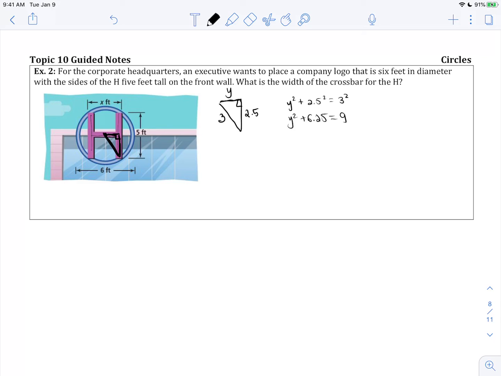Then subtract 6.25 from both sides, so we get y squared equals 2.75, and we need to square root both sides, right? And I get that y is about 1.66, right? Well, that's only half of that crossbar, so I'm going to do 2 times 1.66, which is 3.32 feet. So what is the width of the crossbar? The width is 3.32 feet.